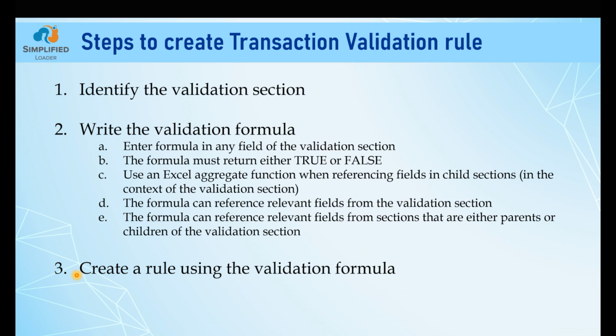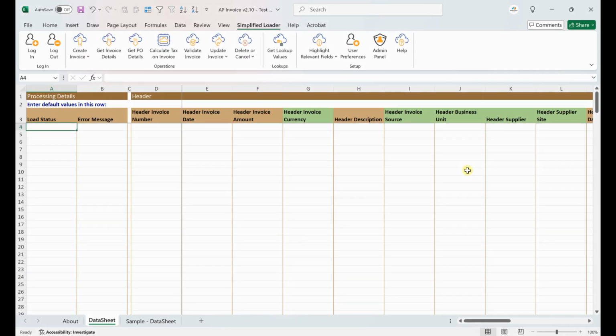Once the formula is entered in the data sheet based on the guidelines in Step 2, go back to the Excel formula-based, Validate Transaction screen, enter the cell reference of the formula, and save the validation rule. The validation rules are stored locally in Excel and will automatically execute when the user performs operations using the Simplified Loader Excel template.